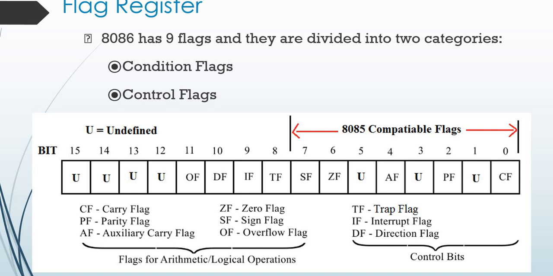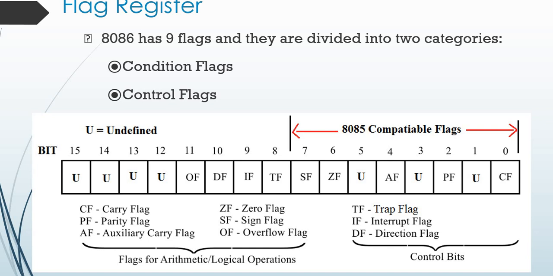Example, CF is nothing but carry flag, parity flag, auxiliary carry flag, zero flag, sign flag, overflow flag. The control flags are the trap flag, interrupt flag, and direction flag. In the condition flags, the carry flag is set to 1 if the MSB carries out into the 17th bit.